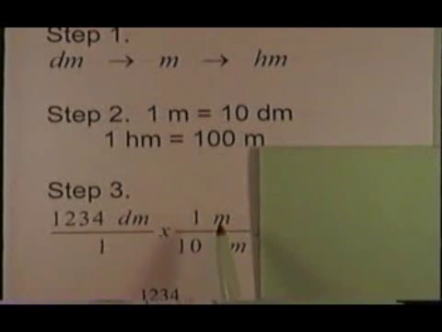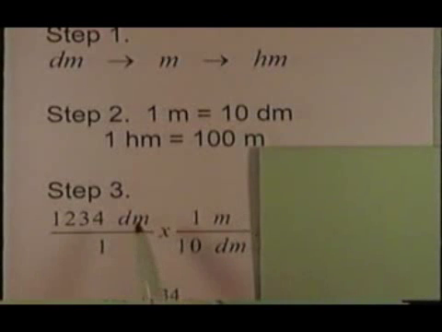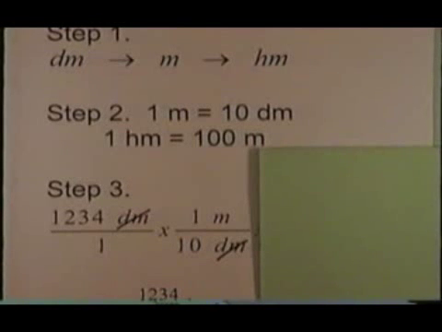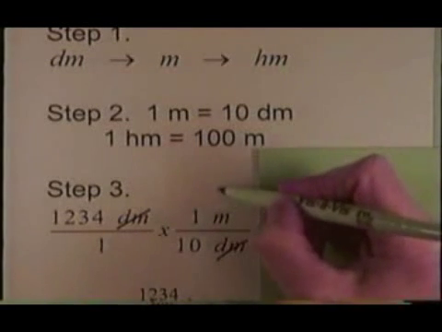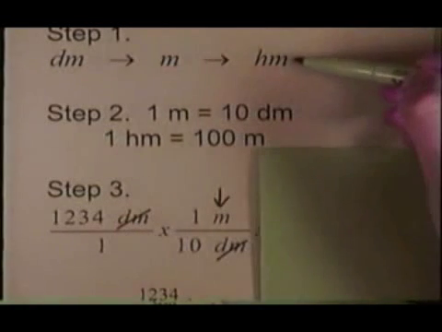So again, 10 decimeters, 1 meter, just from the conversion fact. Decimeters down here because I wanted to cancel them with the decimeters up there. So they're going to cancel. At this point in time, we have meters left, and that is not what we desire. Look back up here, we need to go to hectometers next.